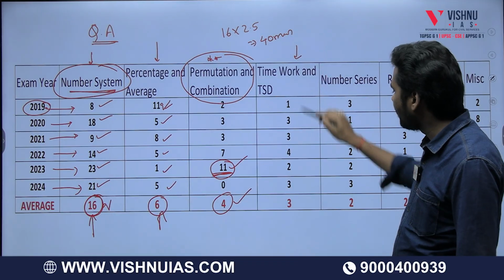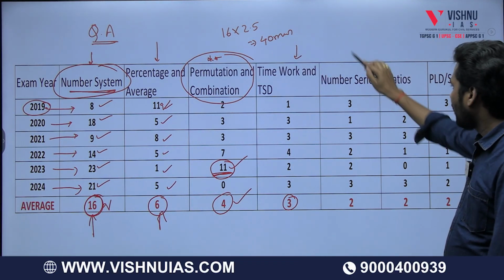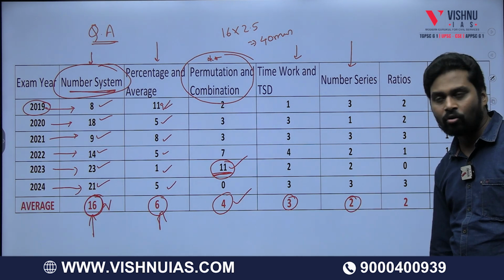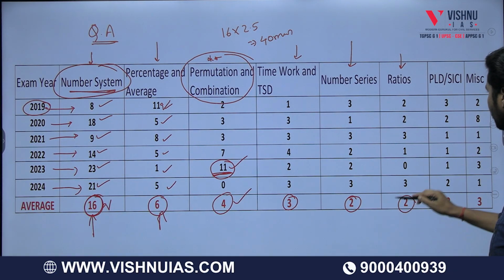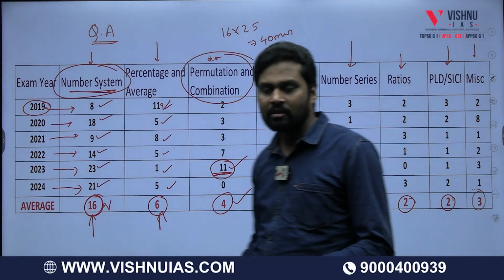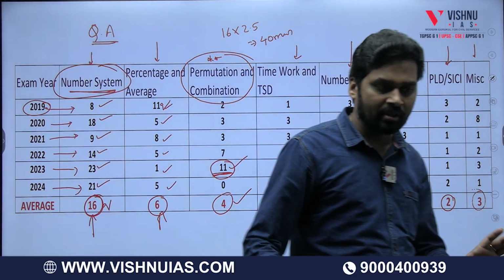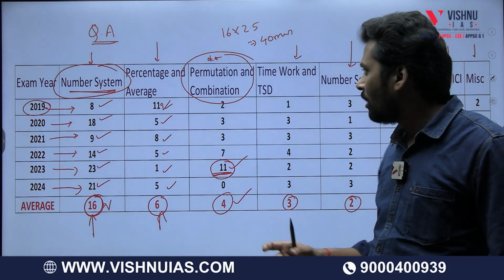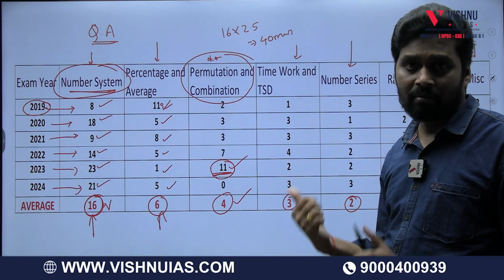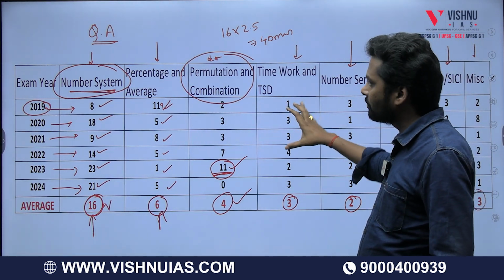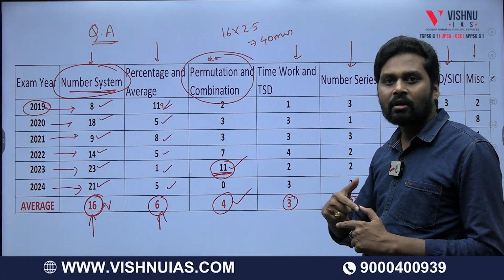And also time and work, time and distance. On an average, we get 3. And number series. Actually, this is related to logical reasoning. We get minimum on an average 2 questions from this. Ratios and proportions, again 2 questions. And profit and loss, simple interest, compound interest, 2. And miscellaneous 3. This is how we got the average number of questions from quantitative aptitude. Is it clear? If you see this, you will get an idea of what important topics you have to cover. I'm showing it so that you understand which topics you need to cover most.